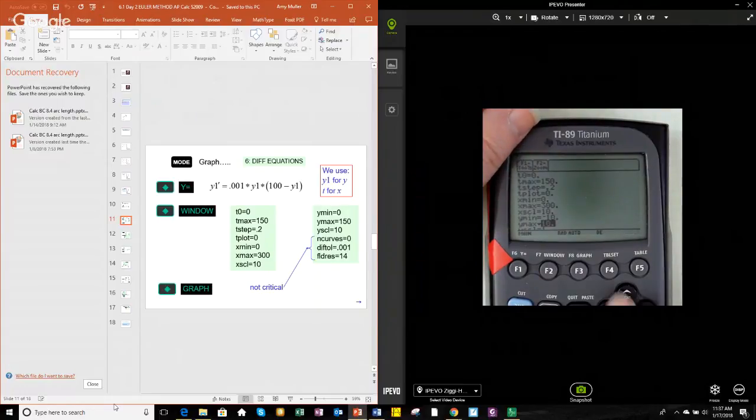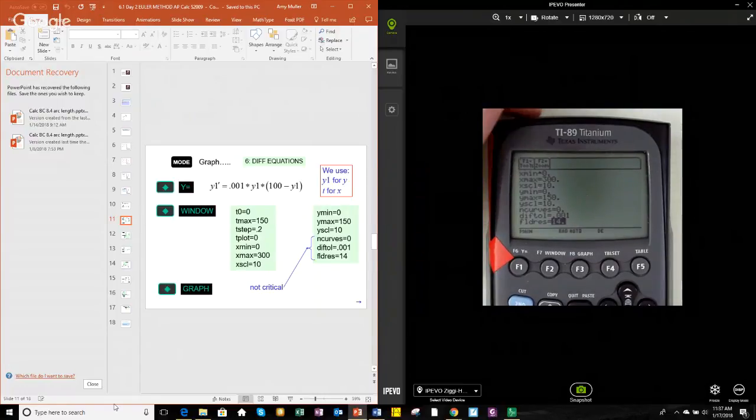The y min we're going to make 0, and the y max 150. The scale we're going to put in increments of 10 there, and then these things here I always leave the same. I never change them because they're not, as my PowerPoint says, critical to the operation of looking at the slope fields.